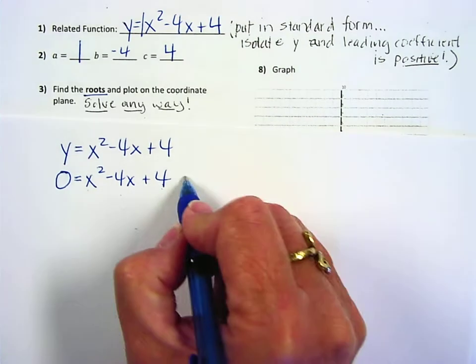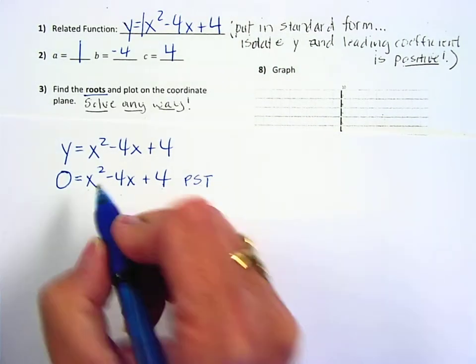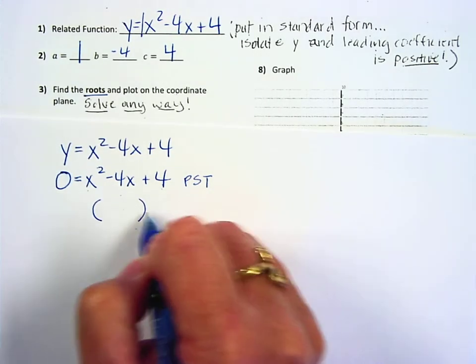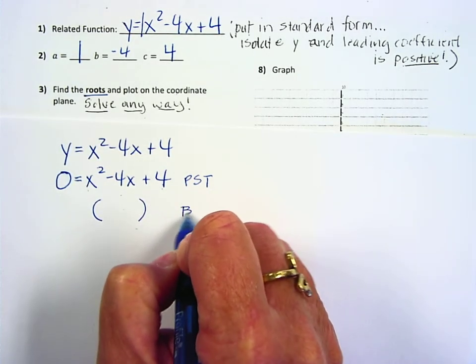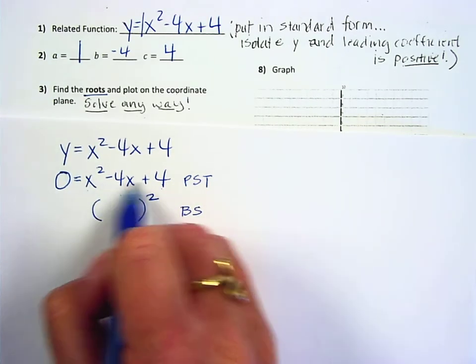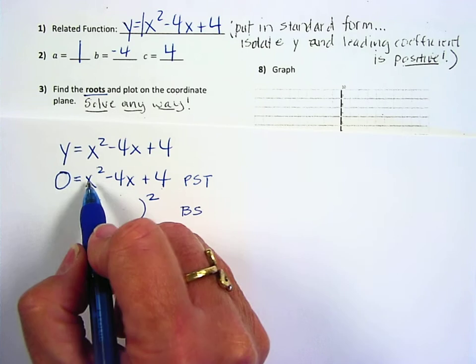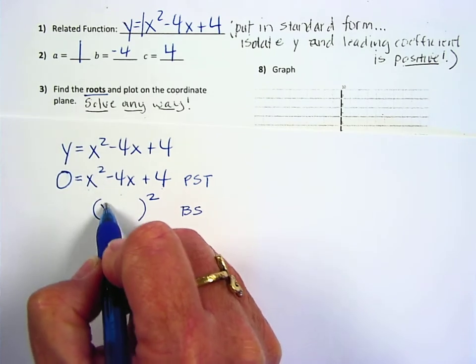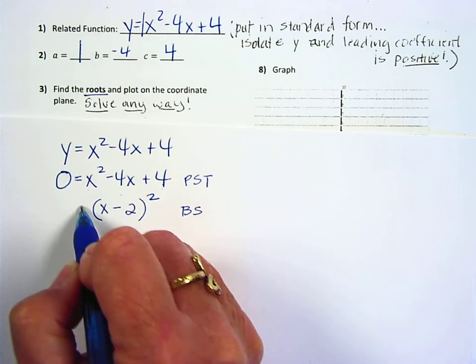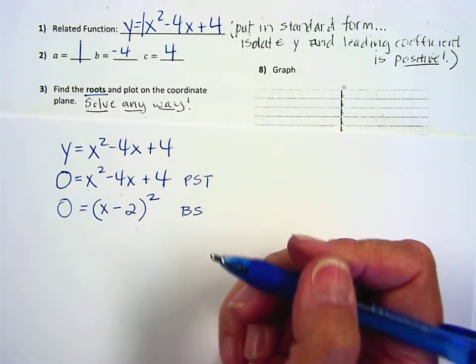This is a PST, a perfect square trinomial. So I know that if I have a PST, I'm going to factor it and get a binomial squared. So the binomial that I would square to get this perfect square trinomial, I would take the square root of x squared, the sign of the middle term, and the square root of the last term, and that still equals 0.